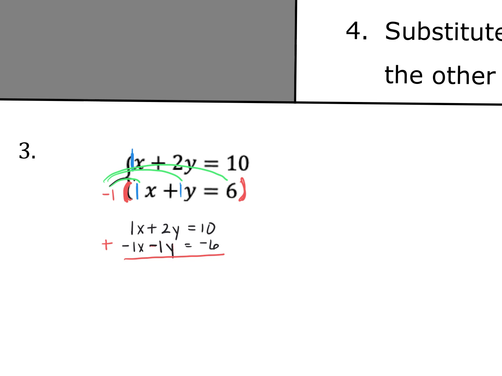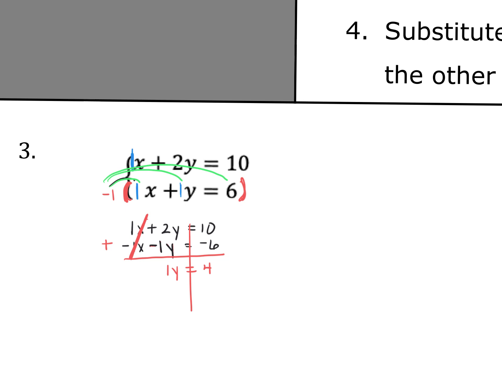Okay, so which one of those could we cancel because it's the same number, positive and negative? Well, I see my x's. I have a positive 1x and I have a negative 1x. So I'm going to cancel those guys out, so those are no longer there. I'm going to draw a line down there on my equals. So now I have a positive 2y minus 1y. That's going to give me 1y. And I'm going to say equals 10 minus 6 is 4. I could say 10 plus a negative 6, or I can say 10 minus 6, and that gives me the same answer.